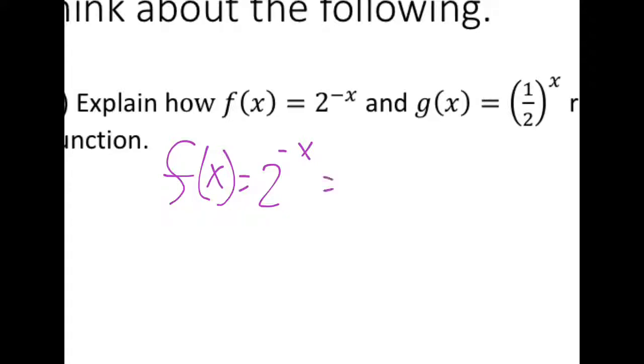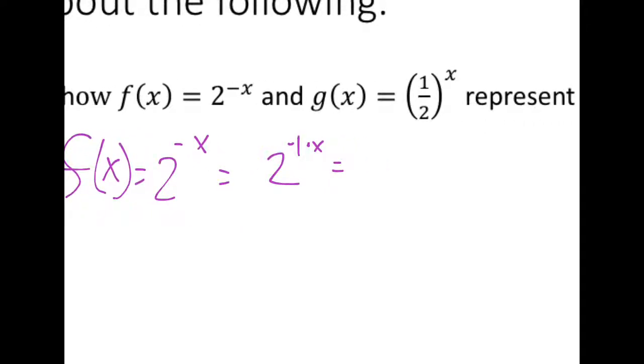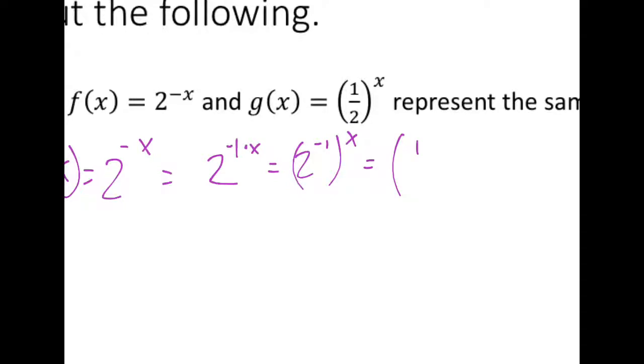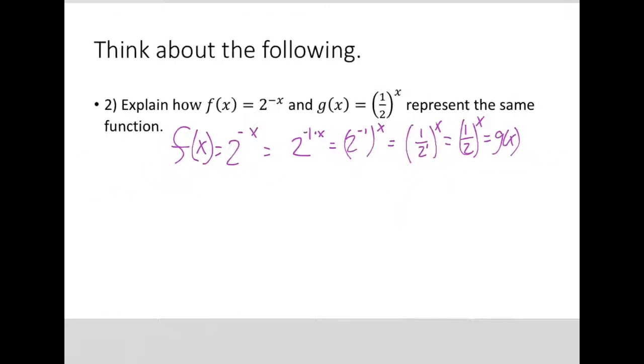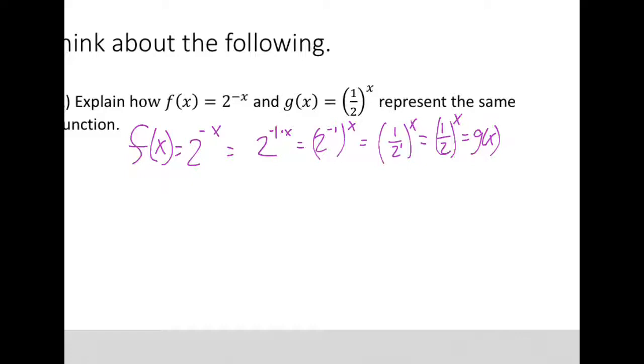First off, you can think of this as 2 to the power of negative 1 times x, because if there's nothing in front of the x other than the negative, there's really a little 1 there. We can always throw that coefficient of 1 out front. It does not change anything. Now we have another rule of exponents that says that is exactly the same as that. Now think about what we can do with negative exponents. I can rewrite 2 to the negative first as 1 over 2 to the first, all to the power of x. So you see we get 1/2 to the power of x, which is our g of x function. And you could take that in the opposite direction, starting with g of x and getting to f of x.